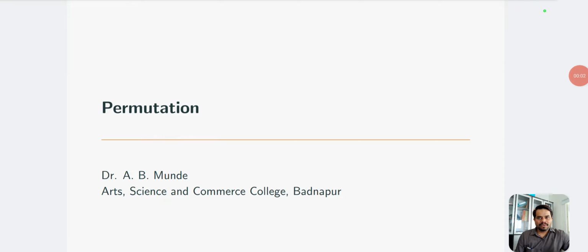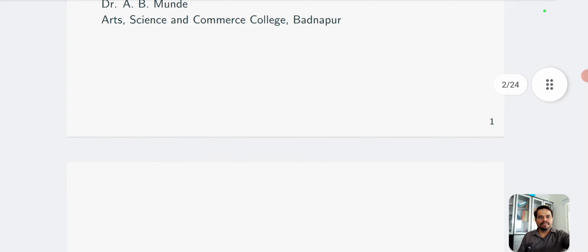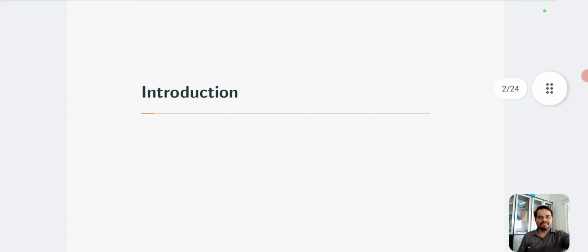So, good morning, everybody. In the last lecture, we have seen the basic principle of counting: product rule, sum rule, addition rule, and subtraction rule. Today we will explore the concept of permutation. But before that, we will see one definition to use in permutation. So let us see the first definition.